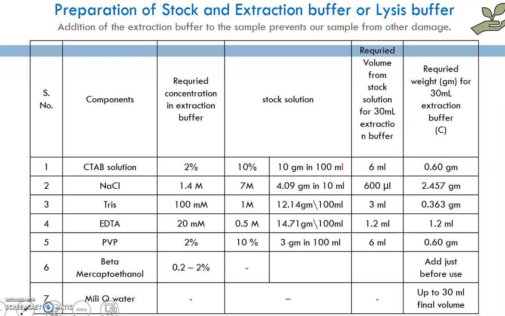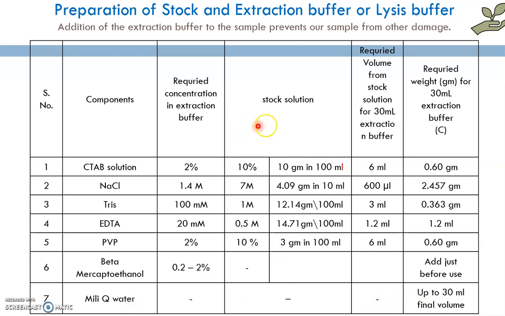Now, another major chemical for DNA isolation from plant cells is the extraction buffer or lysis buffer, which is composed mainly of CTAB solution. If we talk about the extraction buffer, the components are CTAB solution, NaCl, Tris, EDTA, PVP, beta mercaptoethanol, and milli-Q water, which is needed to make up the final volume.